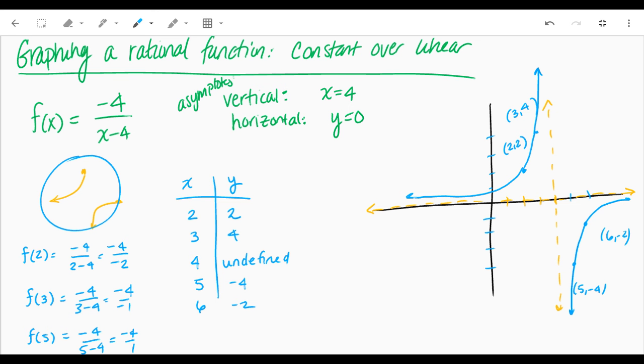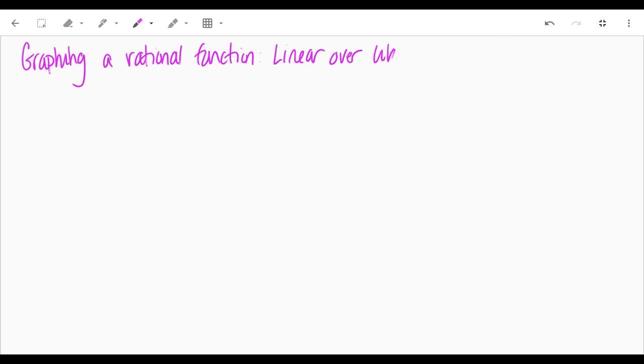Oops, I just closed my window. Hold on a second. Okay, graphing a rational function when we have linear over linear. Same thing where they want you to graph the asymptotes and 2 points on each branch.